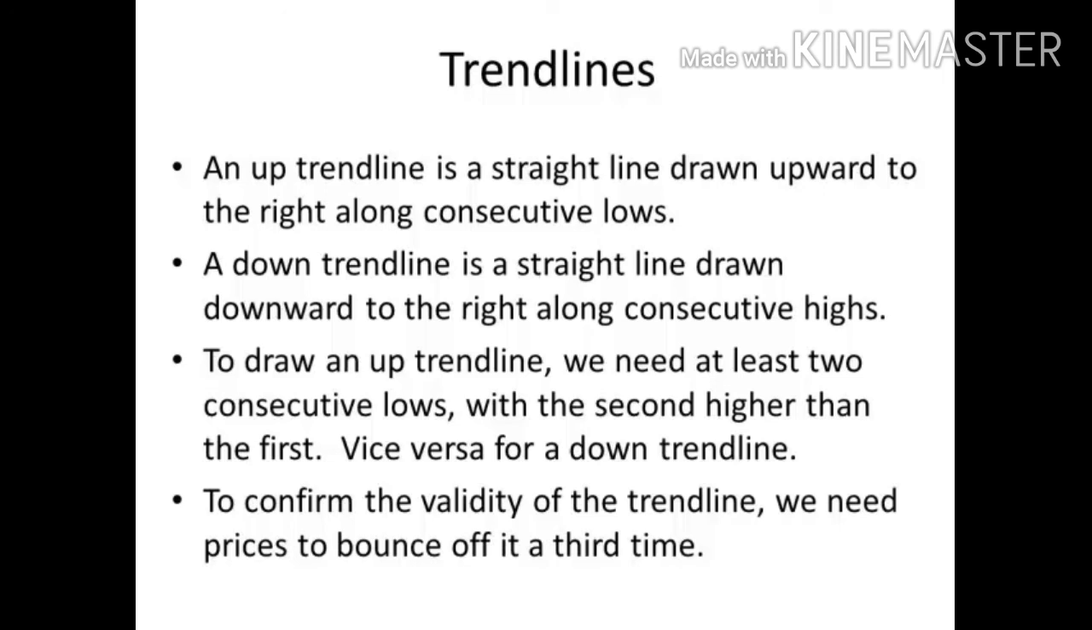Now, while we can draw a trend line with just 2 points, in order to confirm the validity of the trend line, we need prices to bounce off it a third time. So we actually really need 3 points to confirm that an uptrend or downtrend is taking place. So we can draw a line with 2 points, and that will be a tentative trend line, okay? But for a definite trend line, to confirm that it's valid, we need to have a third point bounce off of it. Essentially, the more points bounce off that trend line, the more valid it becomes, but we should generally have at least 3.